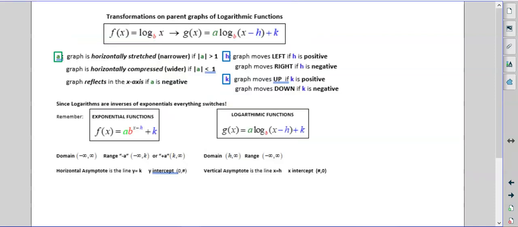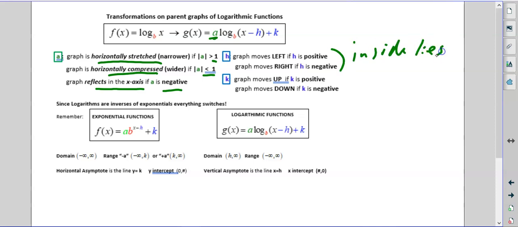All right, transformations. Similar to what we did with exponentials, okay? A out here. So we have horizontally stretched if greater than 1, compressed if less than 1, and reflects across the x-axis, not the y-axis, if it's negative. H, again, moves it left and right. This is that inside lies again, so opposite what we think. Minus is right, plus is left. And then K, up and down just like before, like we thought.